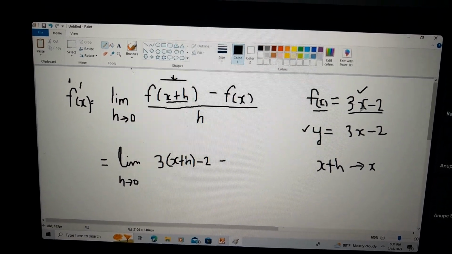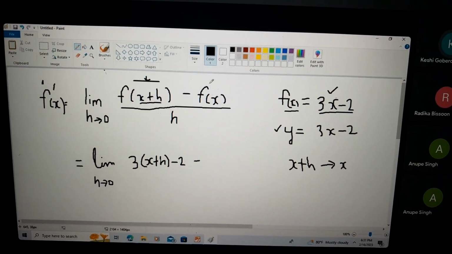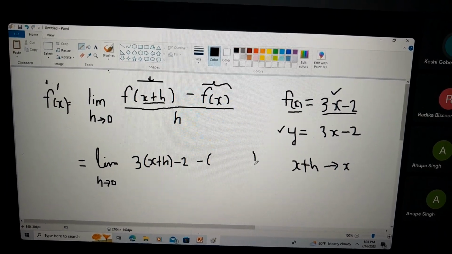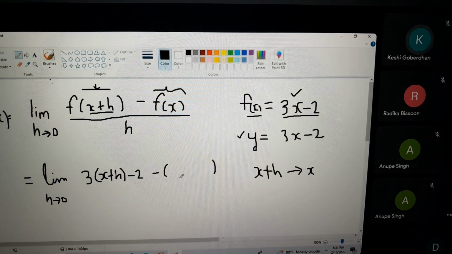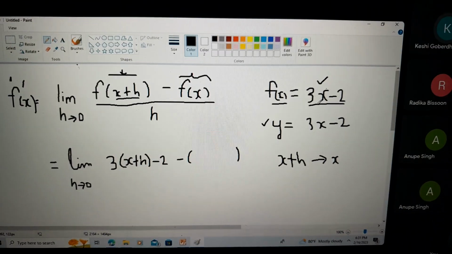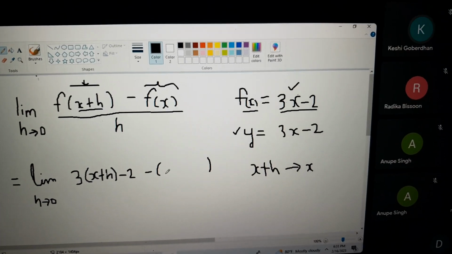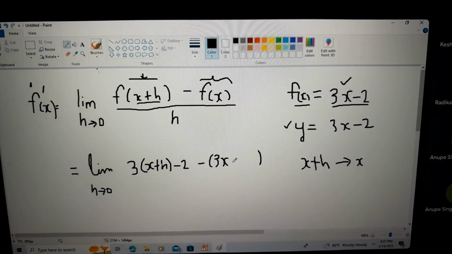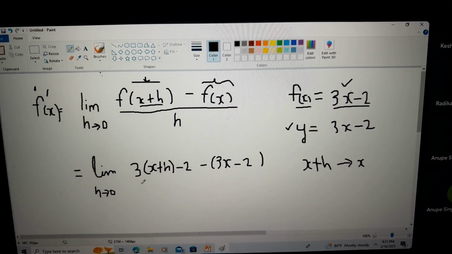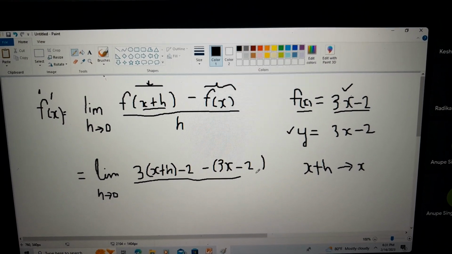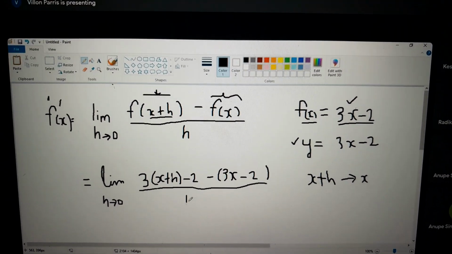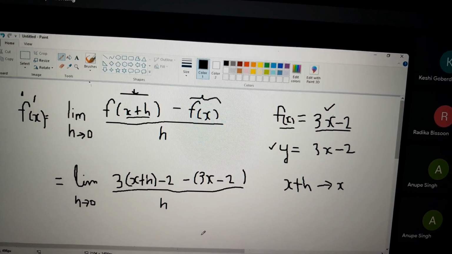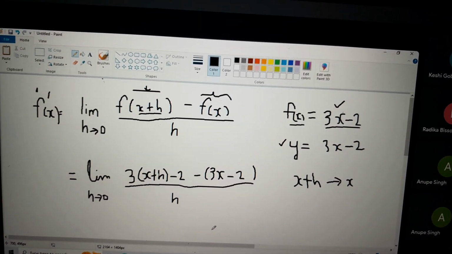F of x now is the original function. F of x is the original function. What's f of x? What is that equal to? 3x minus 2, sir. Very good. So that's all we do. We substitute 3x now minus 2. So once you understand this part here, the initial substitution is the most important thing. Once we understand this here, everything else now is just trying to simplify what we have.